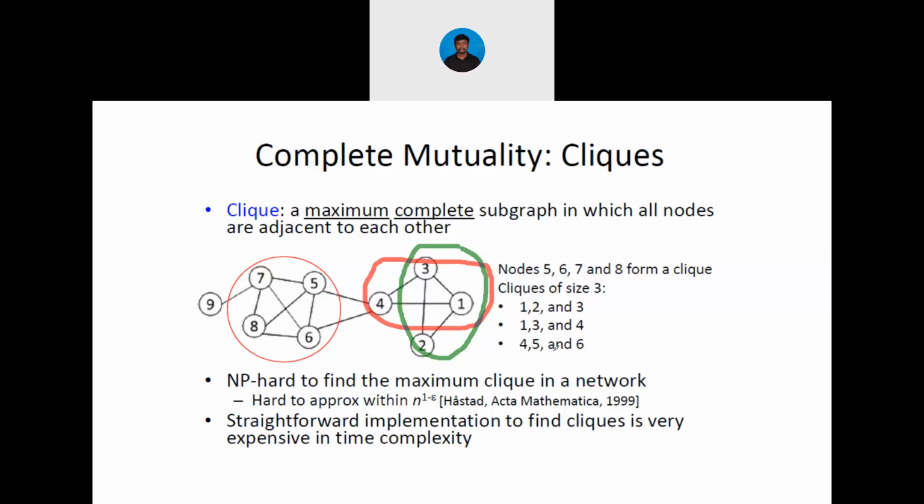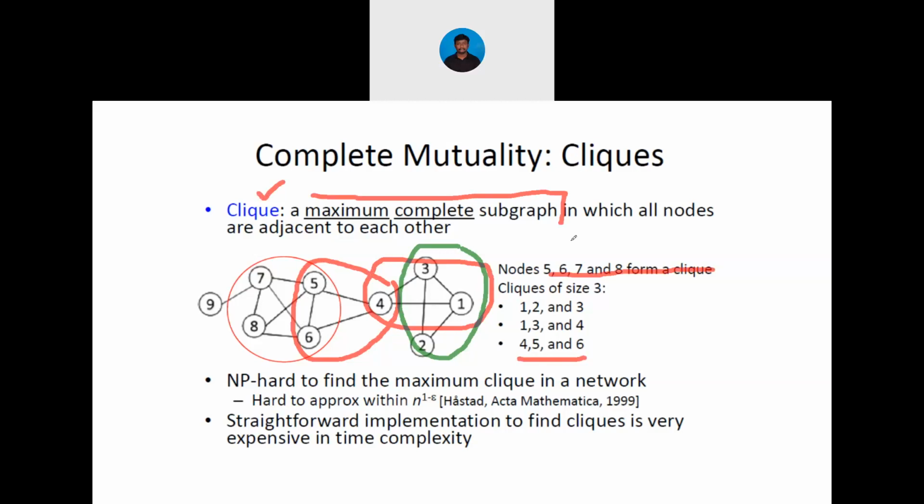And there is another subgraph, 4, 5, 6. 4 is communicating with 5, 4 is communicating with 6, and 6 is communicating with 5 also. So this is a complete subgraph and we can call it a clique. So this is a maximum complete subgraph. A clique is a maximum complete subgraph in which all the nodes are adjacent to each other. Nodes 5, 6, 7 and 8 form a clique. This also forms a clique.